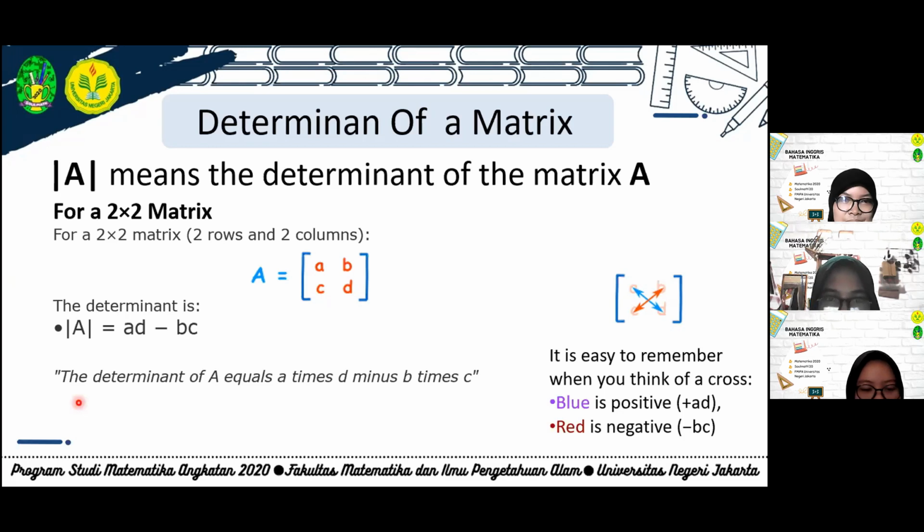So it is easy to remember if you think of a cross that has a blue color and a red color. The blue color represents the positive and the red color represents the negative.